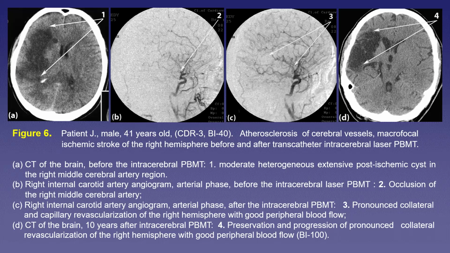In figure C, you see right internal carotid artery angiogram, arterial phase, but after the intervention, you can see pronounced collateral and capillary revascularization of the right hemisphere with good peripheral blood flow. And in figure D, you see CT scan of the brain 10 years after the intervention, where you see preservation and progression of pronounced collateral revascularization of the right hemisphere with good peripheral blood flow. Next slide.